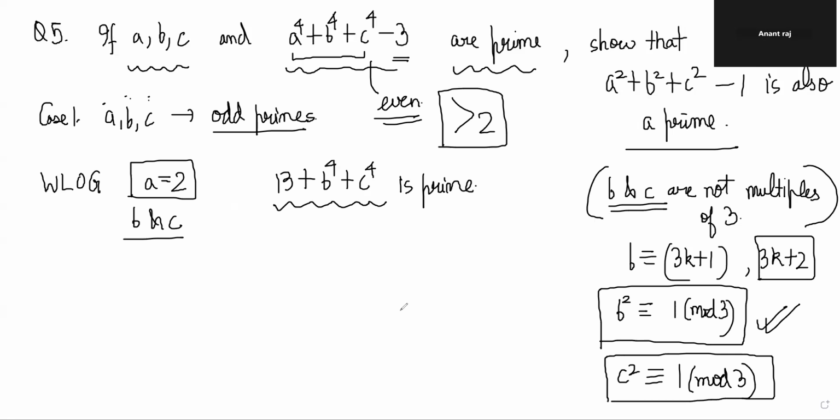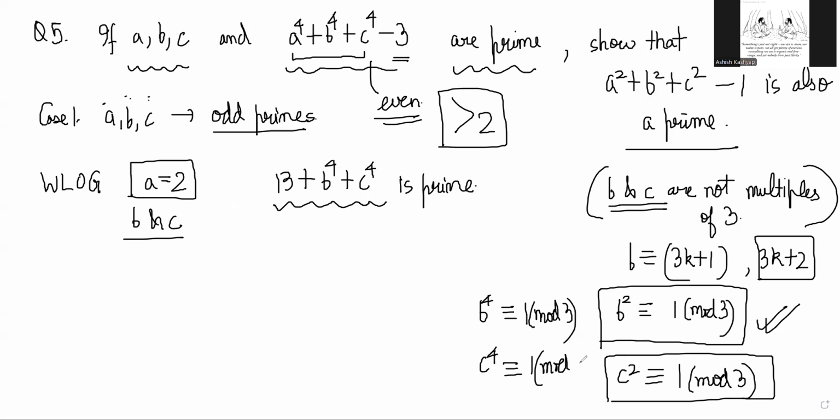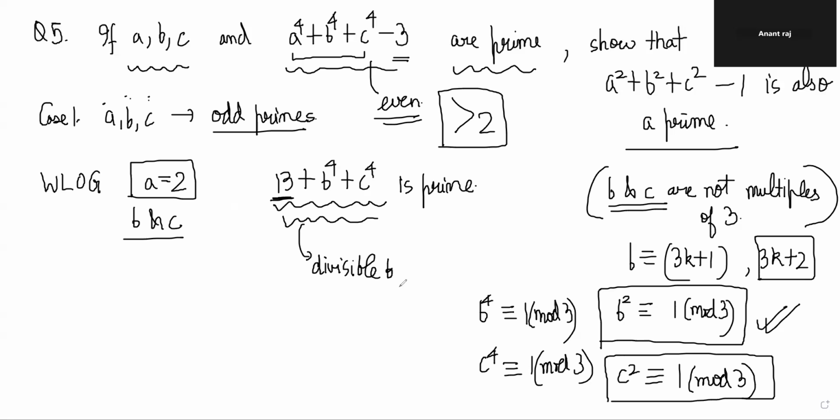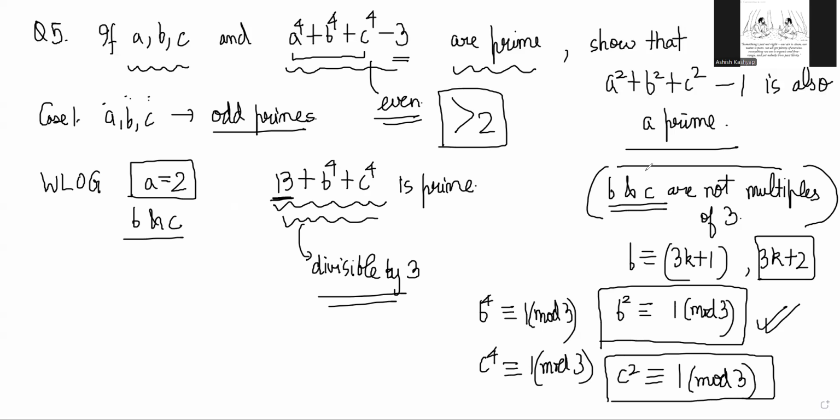So as soon as this came, we get B power 4 plus C power 4. B power 4 and C power 4 are also 1 mod 3. So 1 mod 3, 1 mod 3, and the sum will be 2 mod 3. And this is 1 mod 3, right? Correct? So adding up, it becomes 3 mod 3. So divisible by 3 is coming, which means it's not possible. So that means this stuff is wrong.